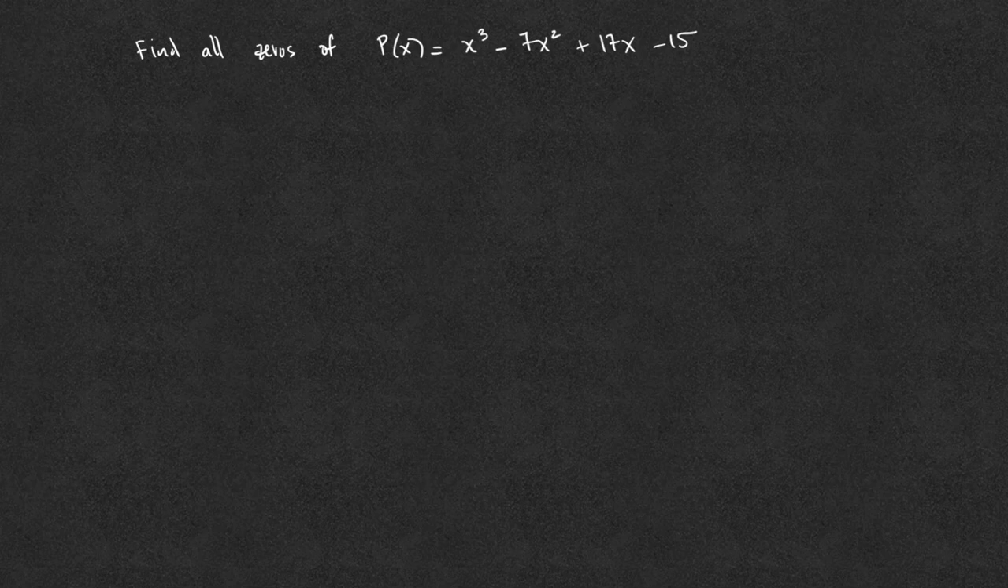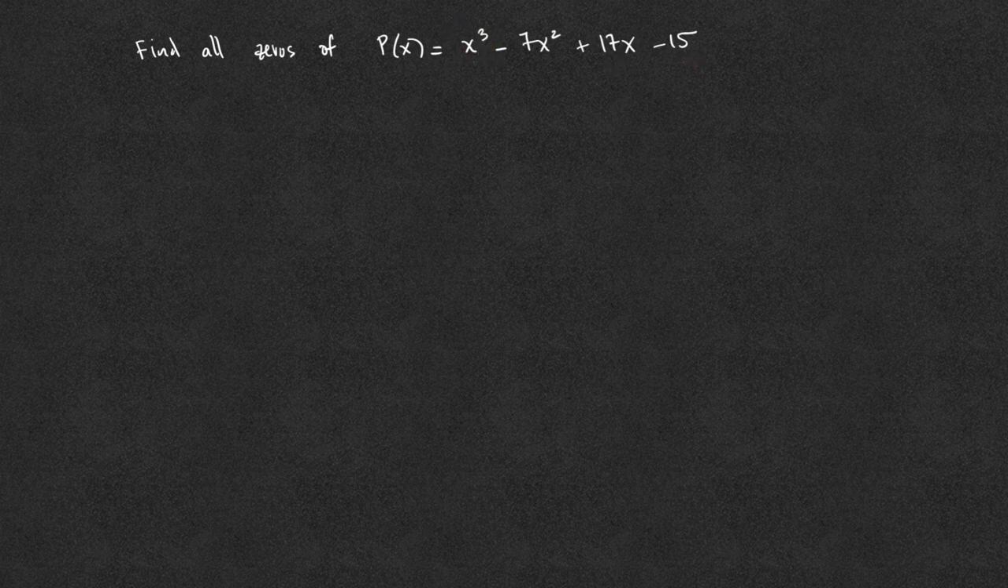Find all zeros of p of x equals x cubed minus 7x squared plus 17x minus 15. In this case, we won't be able to factor this polynomial by grouping the first two or the last two, or even any combination of these.